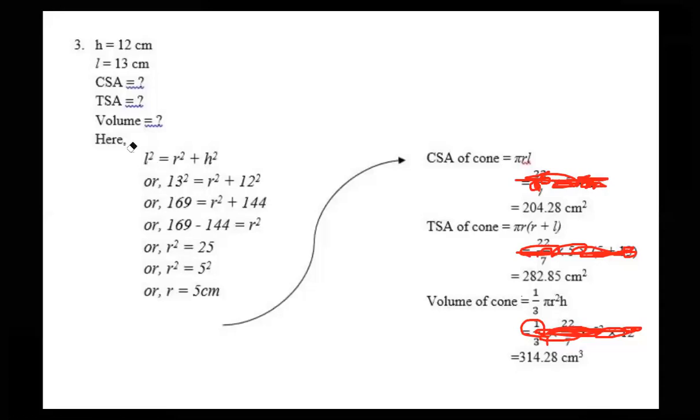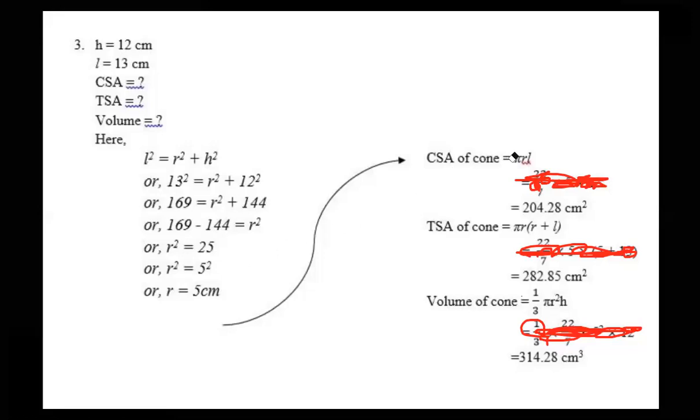Those who have not done it: L is 13, so 13 square equals radius square plus height square, where height is 12. 12 square means 144. When plus goes to the other side, it becomes minus. 13 square means 169. So 169 minus 144 is 25. So R square equals 25. You need to take the square root of 25, which is 5. The square is cancelled, so the radius is 5 centimeter.